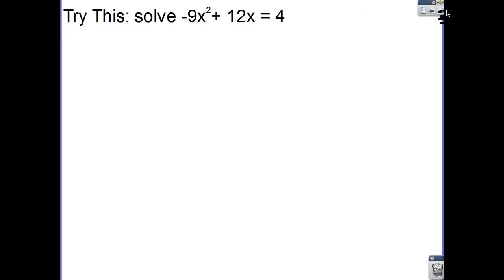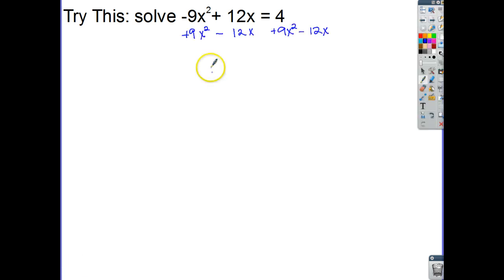Okay, moving on. And go ahead and solve this one. I'll stop the video and give you some time to work it. Okay, so we look at this problem. We notice that the x squared term is negative where it is, and so what we're going to do is move the x squared term and the x to the other side by doing the opposite. So underneath negative 9x squared, we put plus 9x squared, and we do that on both sides. And underneath the positive 12x, we put negative 12x on both sides, and we proceed to add these together.